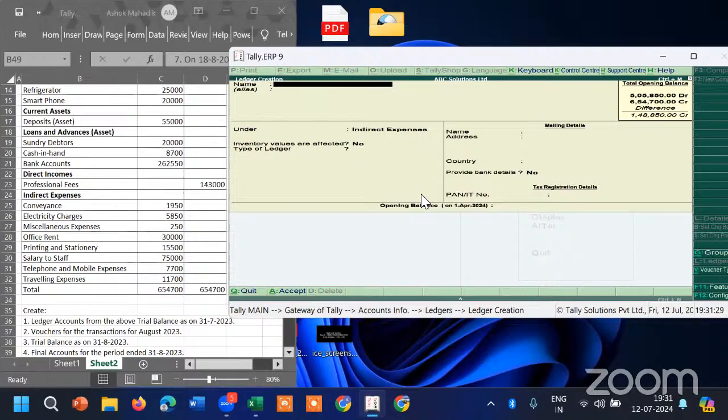Next account is miscellaneous expenses, again under indirect expense. Nowadays it is computerized accounting, so not that difficult, which it used to be at one time. Now it is very simple. If you are careful while entering the entry, then don't think about the trial balance. The software will generate it automatically. Office rent.